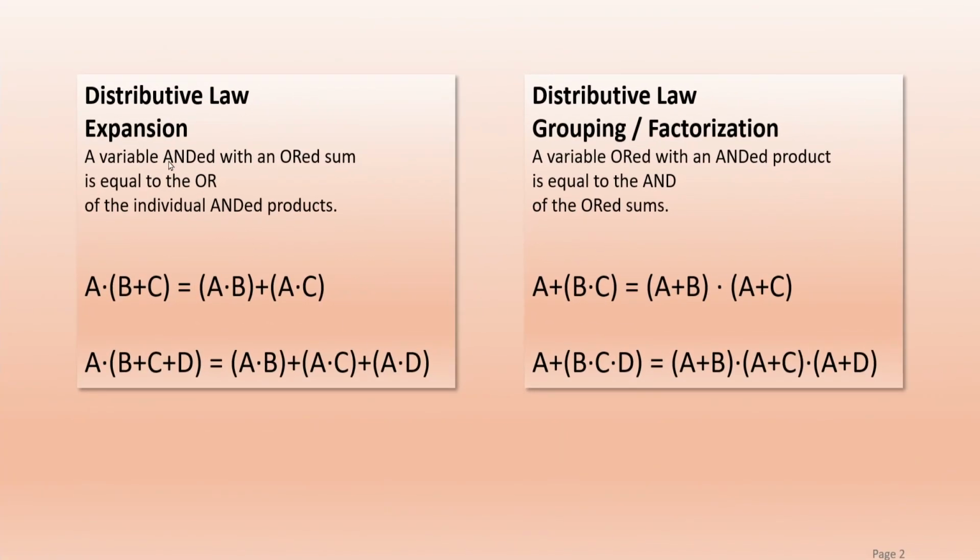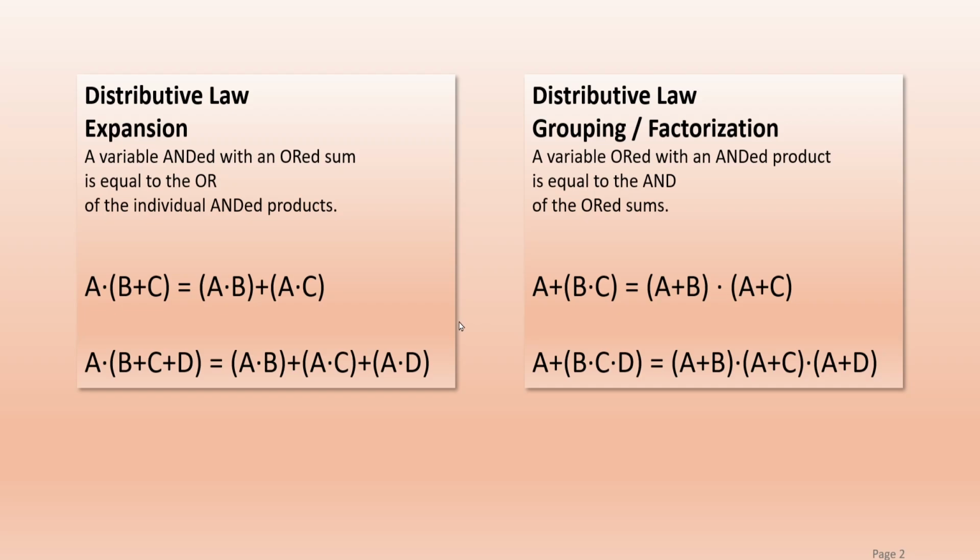All right, so we have a couple of examples here: expansion and grouping. Here is an example with one variable and two ORed variables. And here's the same one with one variable ANDed with three ORed variables. And in grouping, you see here we have A and B or C, and over here we have A or B and C. So this is almost like a negative example. They're negative examples of each other.